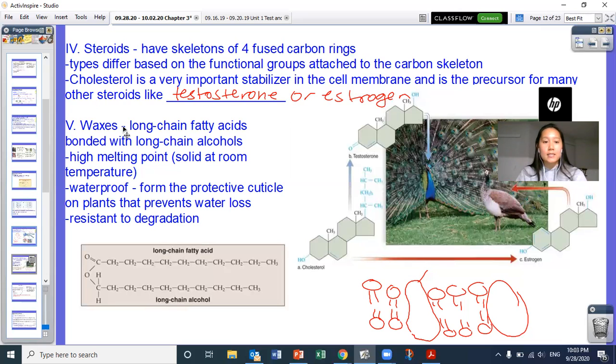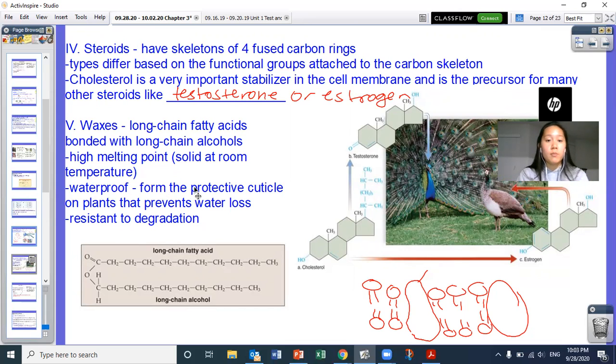So we also have waxes, which are long-chain fatty acids bonded with long-chain alcohols. The special thing about waxes is that they have a high melting point. So at room temperature, it's solid, right? If you take a candle, it's a pretty hefty solid, right? But if you heat it up, then you can melt it. But that takes a whole fire to melt it, right? So at room temperature, it's solid, but really hot temperatures cause it to melt.